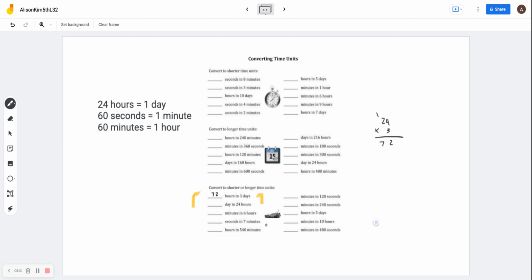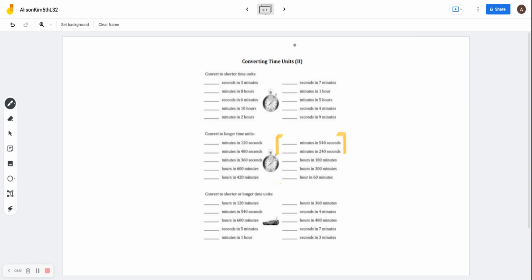Let's look at the next one. How many days are in 24 hours? Now, would you look at that? This one's actually pretty easy because we're trying to find out how many days equals 24 hours. And we said right here, 24 hours equals 1 day. So our answer will be 1 right here.